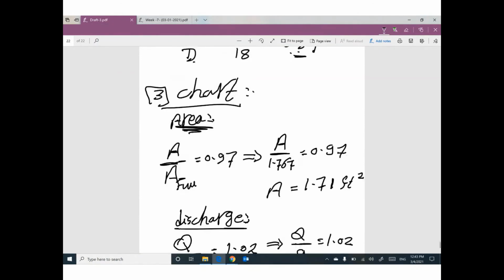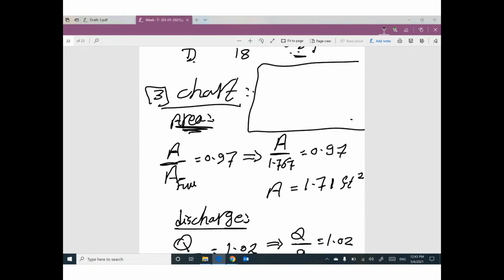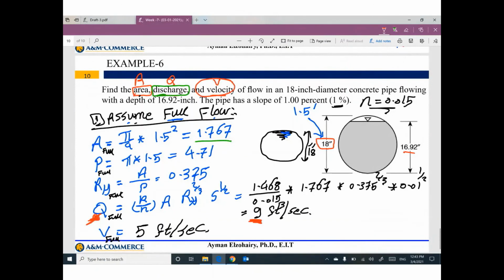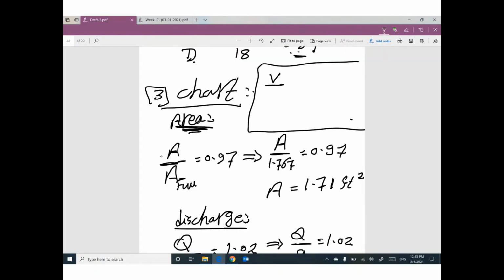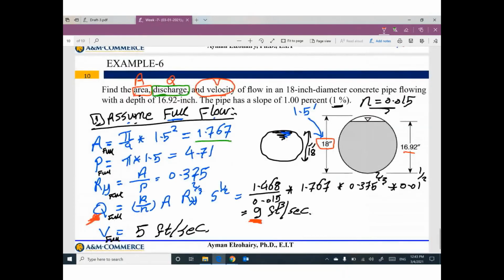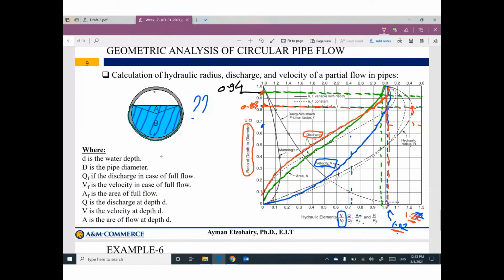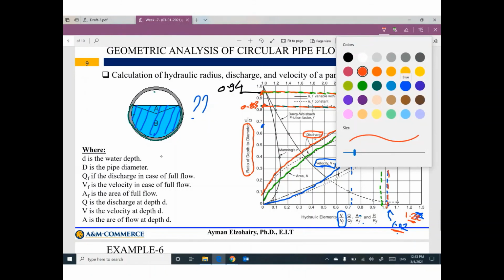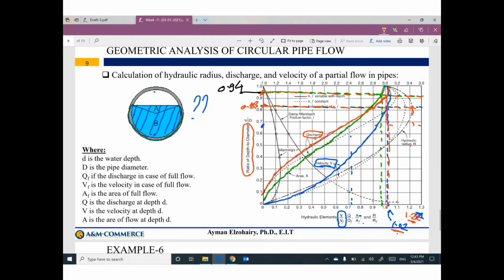The third one, we are looking for velocity. Okay. What is the ratio between velocity and the full velocity? The same value, 0.94. Which curve at this moment? What do you think? The curve for velocity, this one. The intersection will be here, something like 1.05.